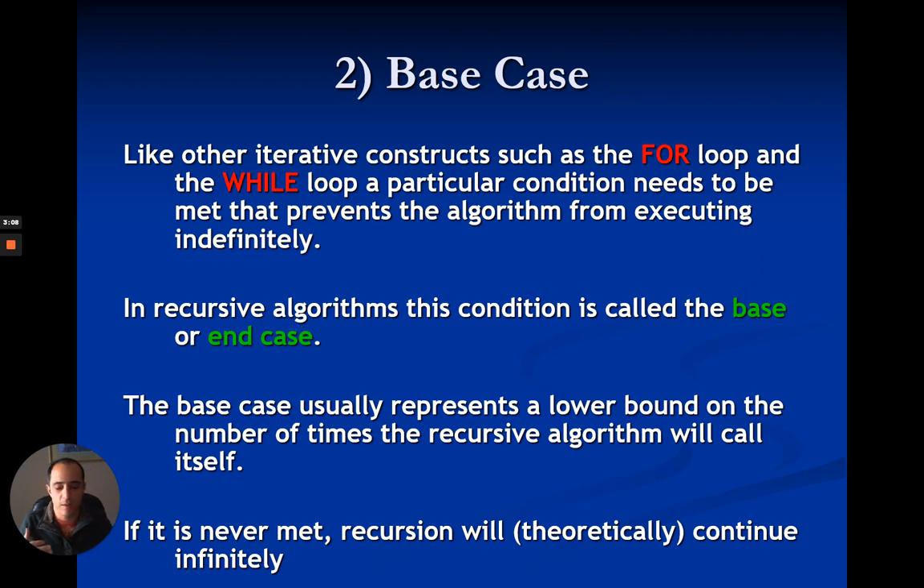And so if you want to think about it like a for loop ends, right? It has a starting point, it has an ending point. A while loop, the same idea. It's not going to loop forever. It's going to loop until that condition is not met. Well, a recursive algorithm is going to have some sort of a condition, usually an if statement, which is going to say, if I've reached this base condition, if I've reached the tiniest little piece that I can, I'm not going to keep trying to go any further. I'm going to stop. And so it usually represents some sort of a lower bound.